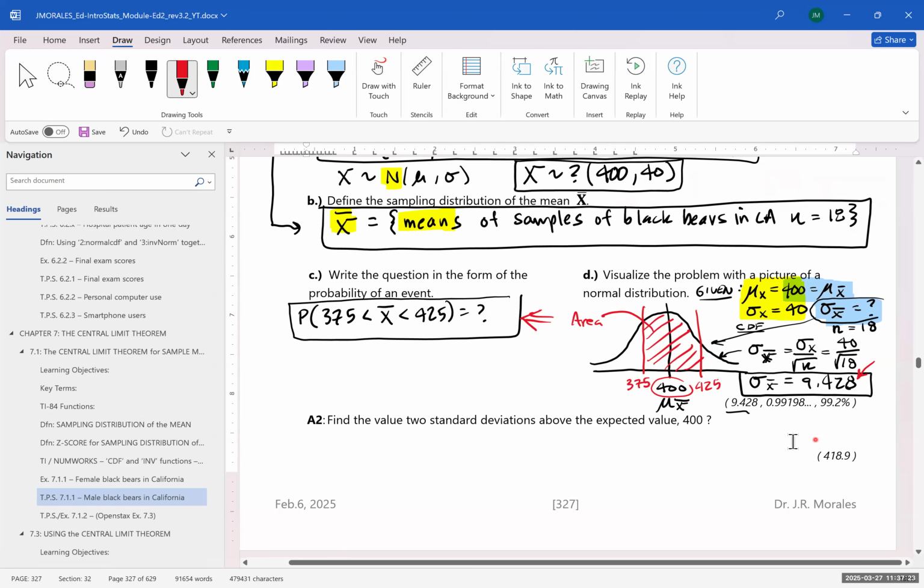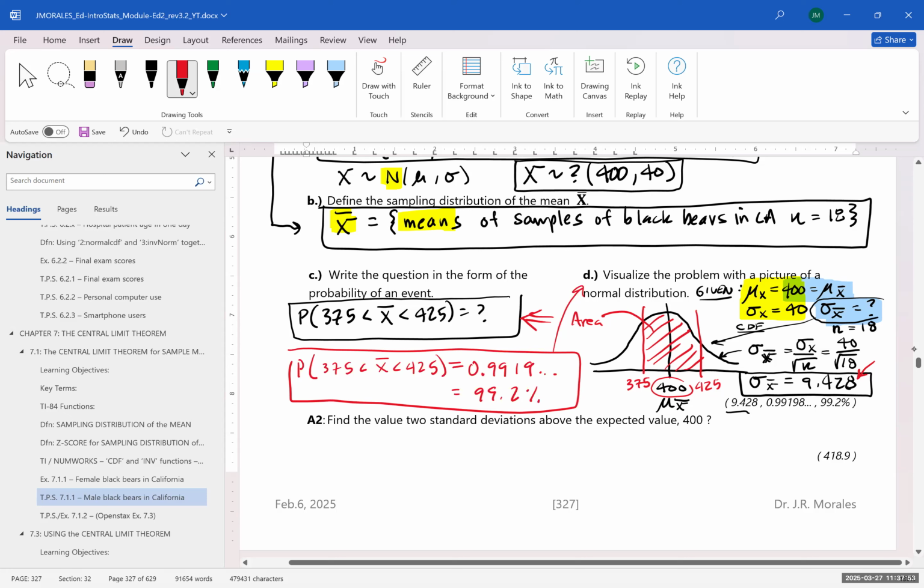Okay, so we can come back to our problem. You can see I rounded that to 99.2. So the probability from 375 to 425 is going to be equal to 0.9919, which comes out to 99.2%. Okay, so that's the final answer we were looking for in question one.